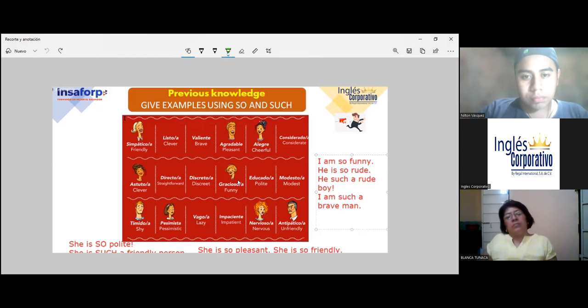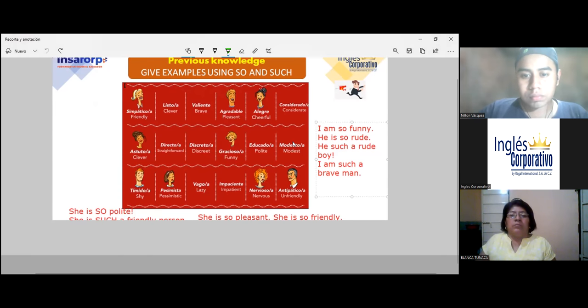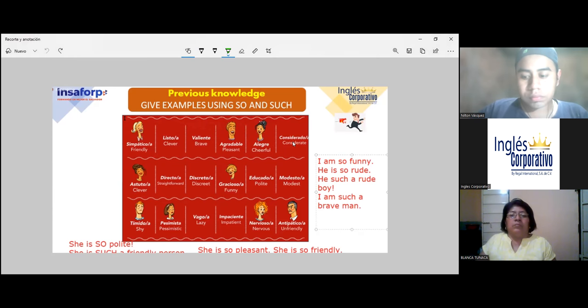Entonces, el so también tiene una connotación positiva. El too, negativa, de más, demasiado. Usualmente el so puedo utilizarlo con adjetivos positivos y el too con negativos, pero para decir que algo sobrepasa. Demasiado enojada: va a llegar al límite de que no está simplemente enojada, sino que está muy, muy enojada. Es un intensificador, podríamos decir. Pero ahorita quiero que se concentren en utilizar el such, el so many, el so much.